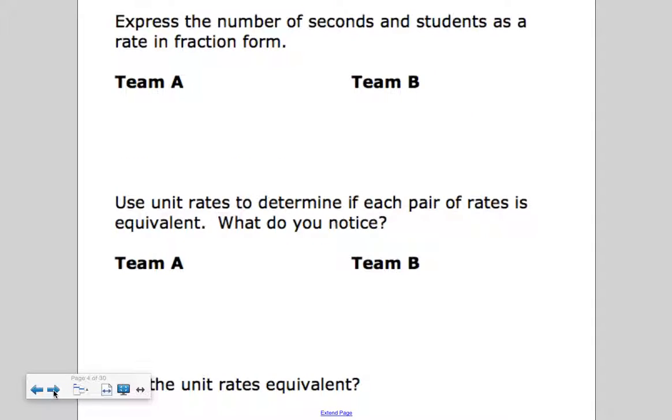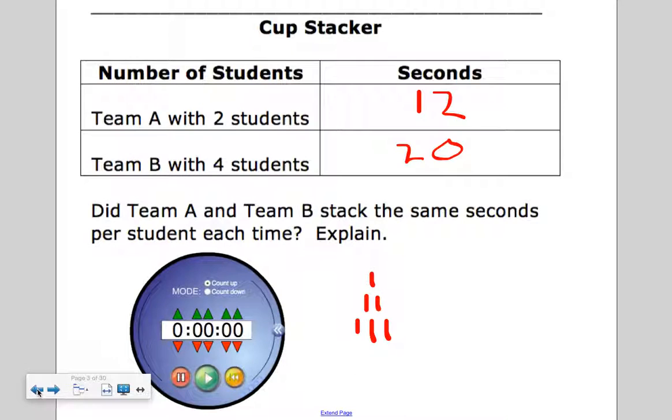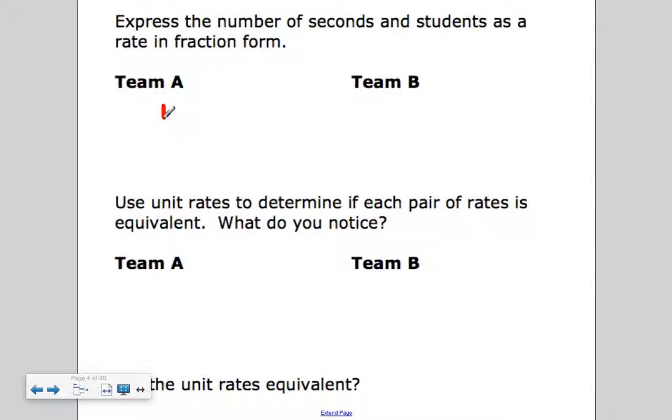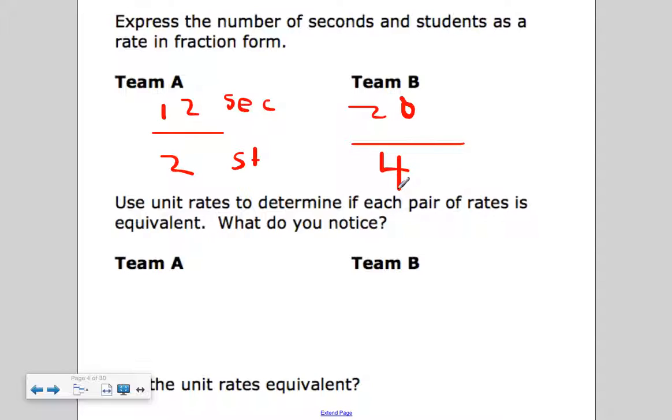Express the number of seconds per student as a rate in fraction form. So Team A, it was 12 seconds for 2 students. Team B, I believe, was 20 seconds for 4 students. Now, use unit rates to determine if each pair of rates is equivalent. What do you notice? Again, unit rate is breaking it down per unit. Each unit, for 1 unit.